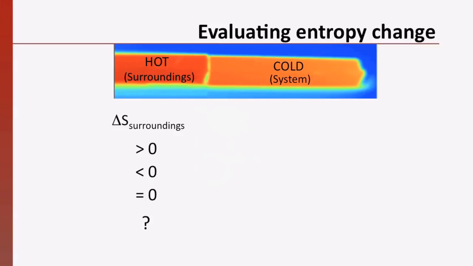Do you think that the entropy change for the surroundings, the hot bar, was positive, negative, or equal to 0? Do you think that the entropy change for the system, the cold bar, was positive, negative, or 0? Please pause the video here and discuss your reasoning with a classmate.